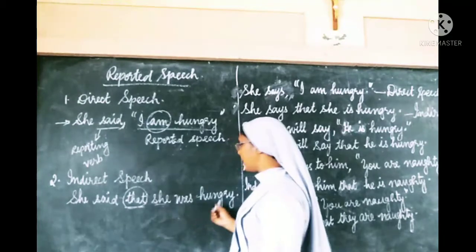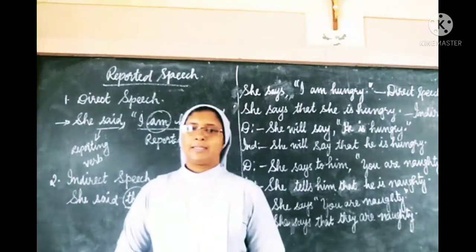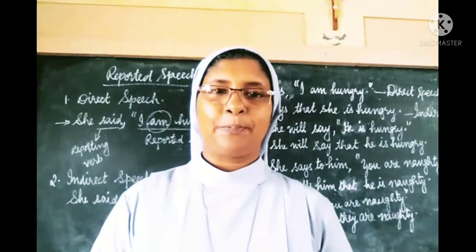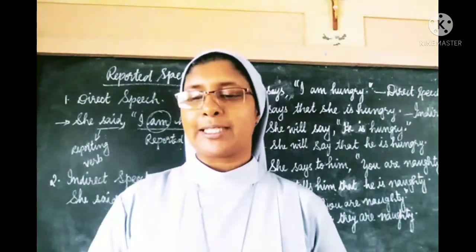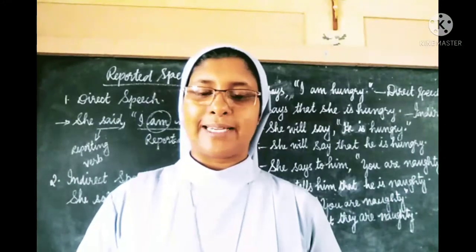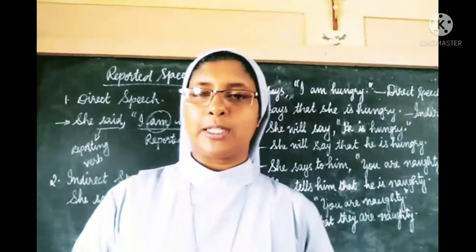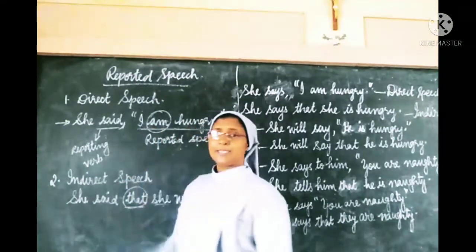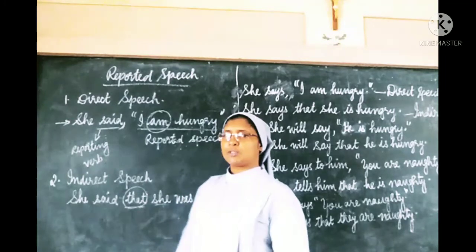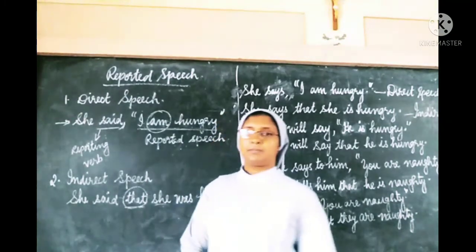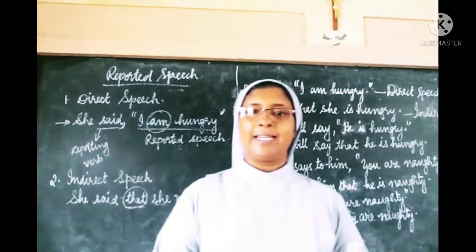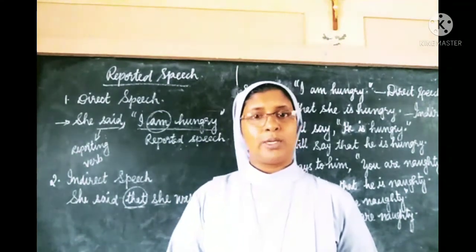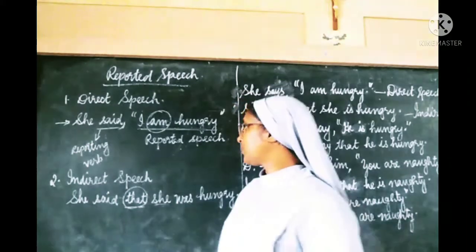So she was hungry. Now there is a rule in your book, that is the third rule, page 97. Pronouns and possessive adjectives of the first and second persons in direct speech are changed into third person in indirect speech. So, first person I, second person you will be changed according to the third person. Okay, I can be changed into he, she, it, etc. Or if it is plural, they.